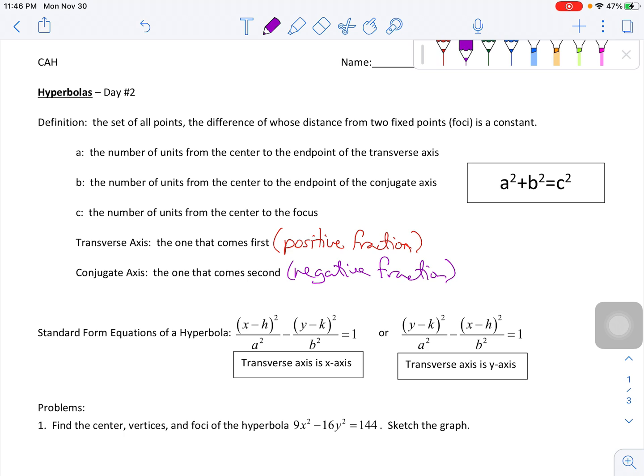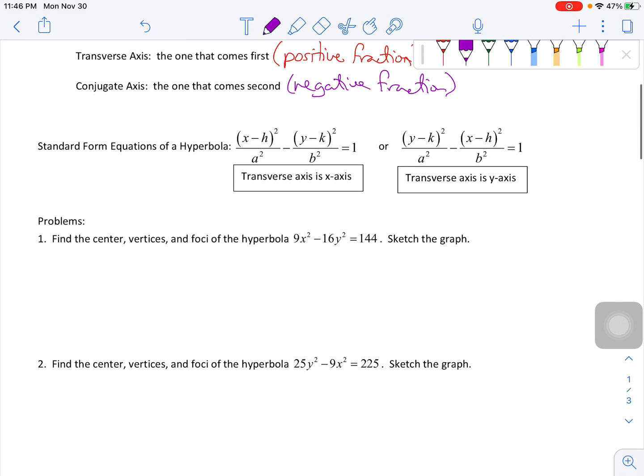The first couple of problems here, and all the problems on this page, we are going to have to convert to standard form. So when we look at problem number 1, it says find the center, the vertices, and the foci of the hyperbola 9x squared minus 16y squared is equal to 144. It does say to sketch the graph; we'll talk about that in a little bit. But the problem is this is not a terribly useful form for the hyperbola. With the hyperbola form that we like, the standard form, it's always equal to 1. And that's not going to change for this format.